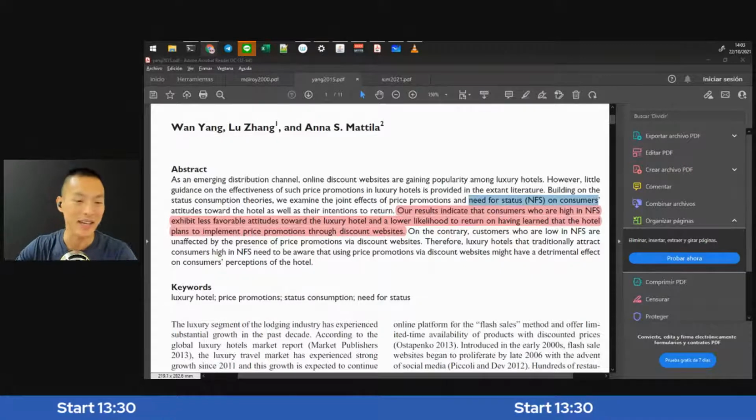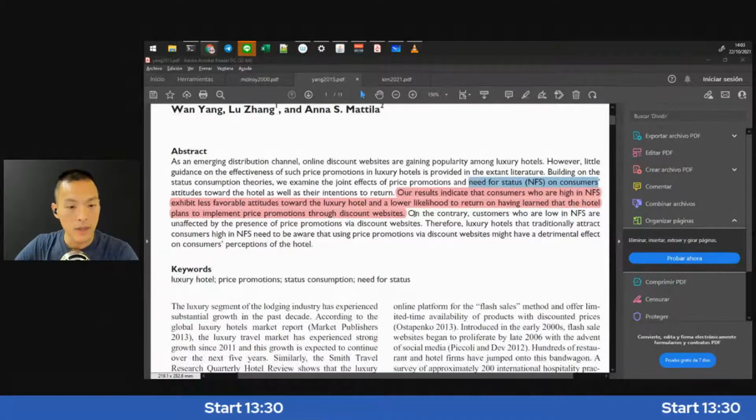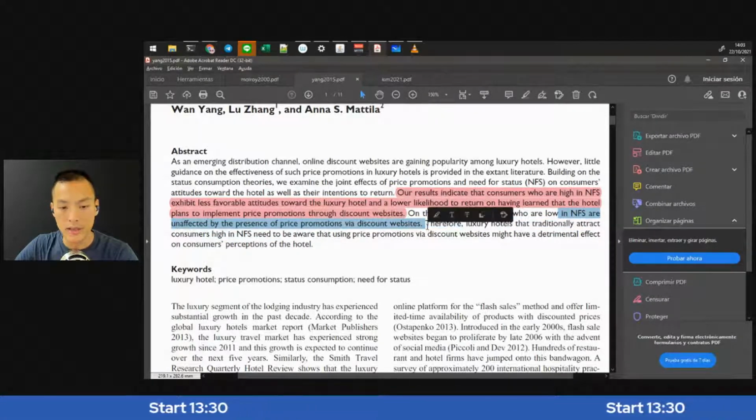Isn't that crazy? I think that is crazy. But you see that this paper is valuable immediately. If you are a hotel that is branding as a luxury hotel, you do not want to give out discount. All right. On the contrary, customers who are low in NFS are unaffected by the presence of price promotions via discount websites.